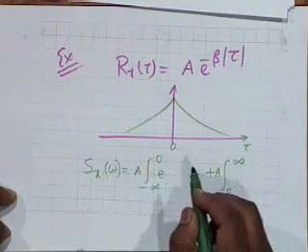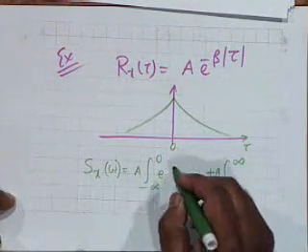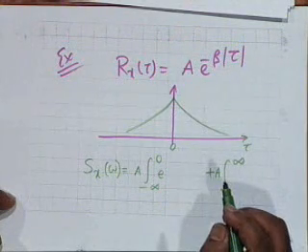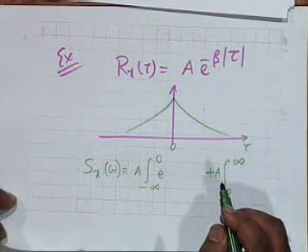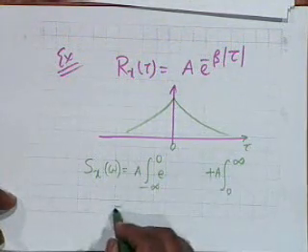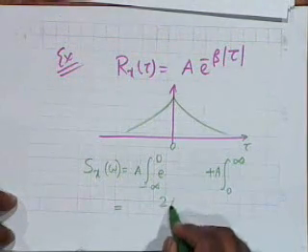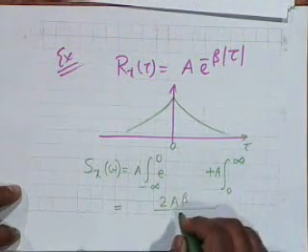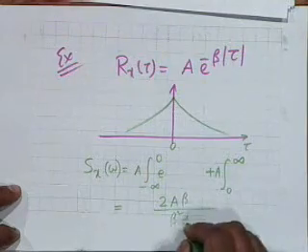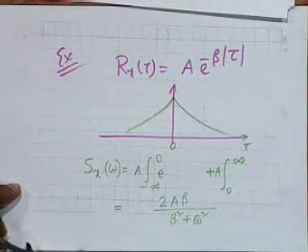What shall be the form of the function? E to the power of something. I am taking the Fourier transform. We already know it, sir. Oh, you already know it. Okay. So this is equal to twice A beta divided by beta squared plus omega squared. Yes, we know this already.